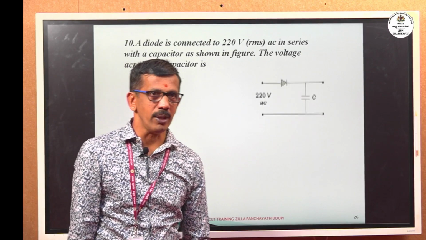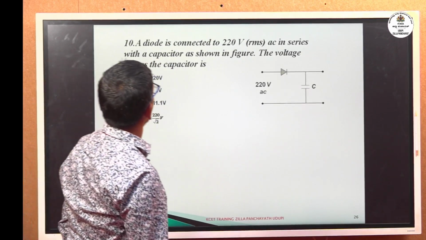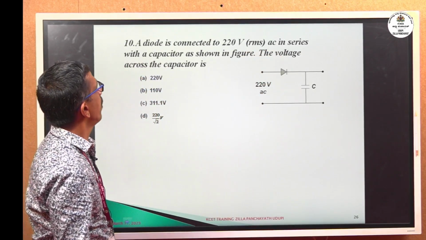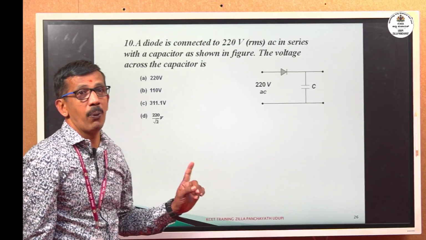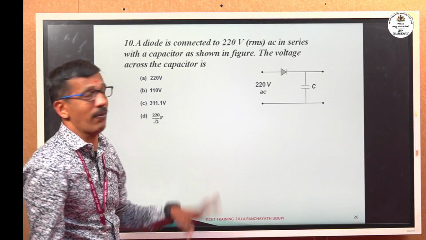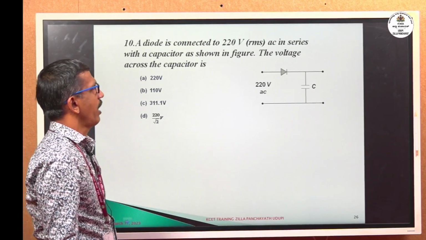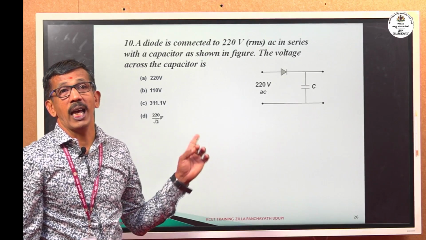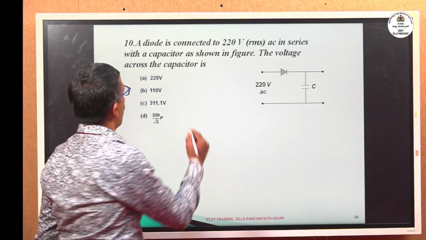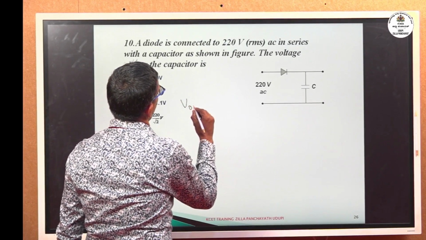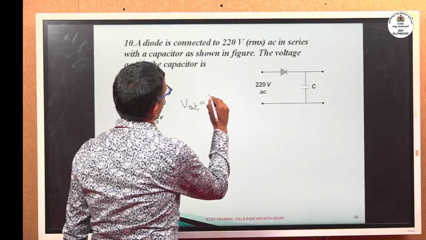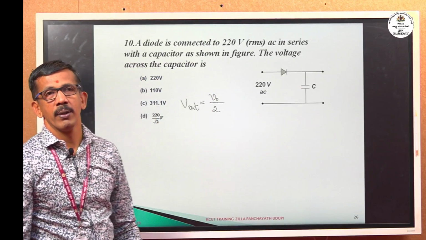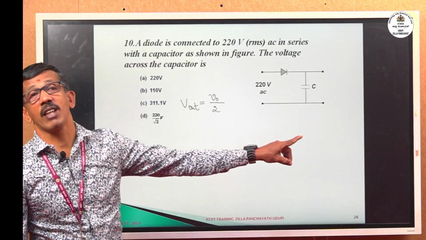See, the next question. A diode is connected to 220 volt AC in series with a capacitor as shown in the figure. They have given 220 volt, the voltage is RMS in nature, root mean square value. The voltage across the capacitor is, we know, as a single diode is used, it acts as a half wave rectifier. In case of a half wave rectifier, the output is maximum value divided by 2, because only one half cycle of AC is converted into DC.